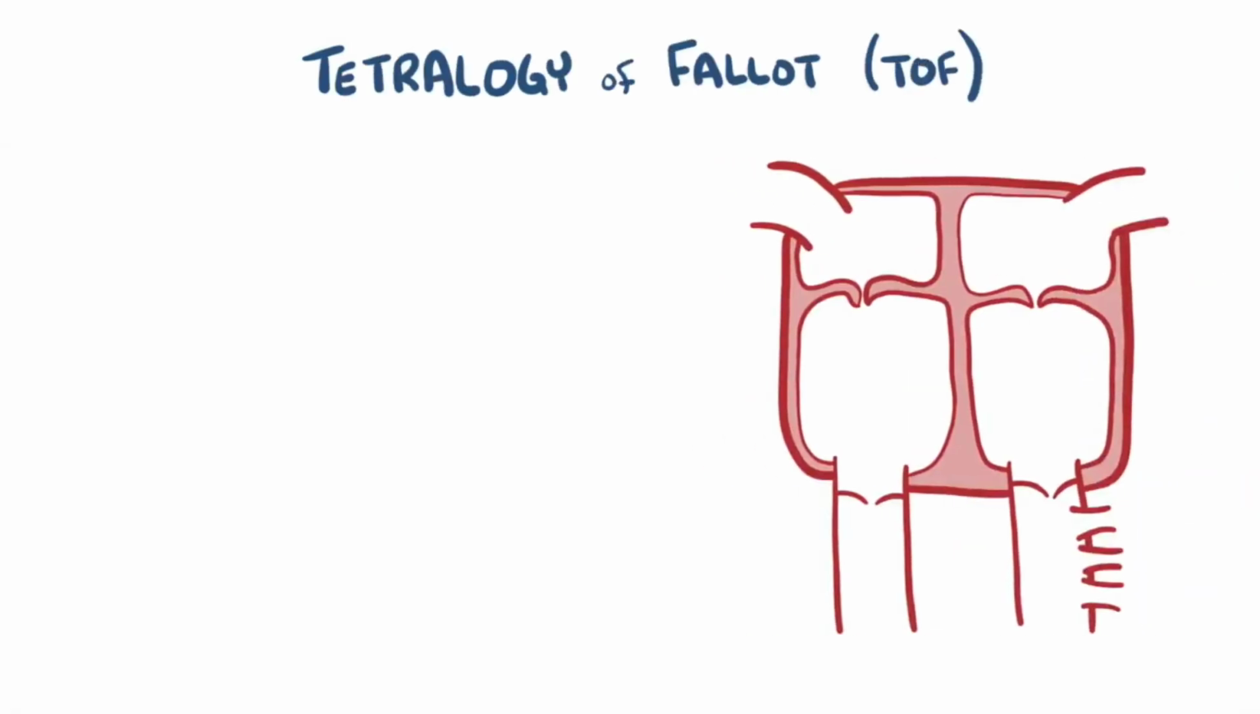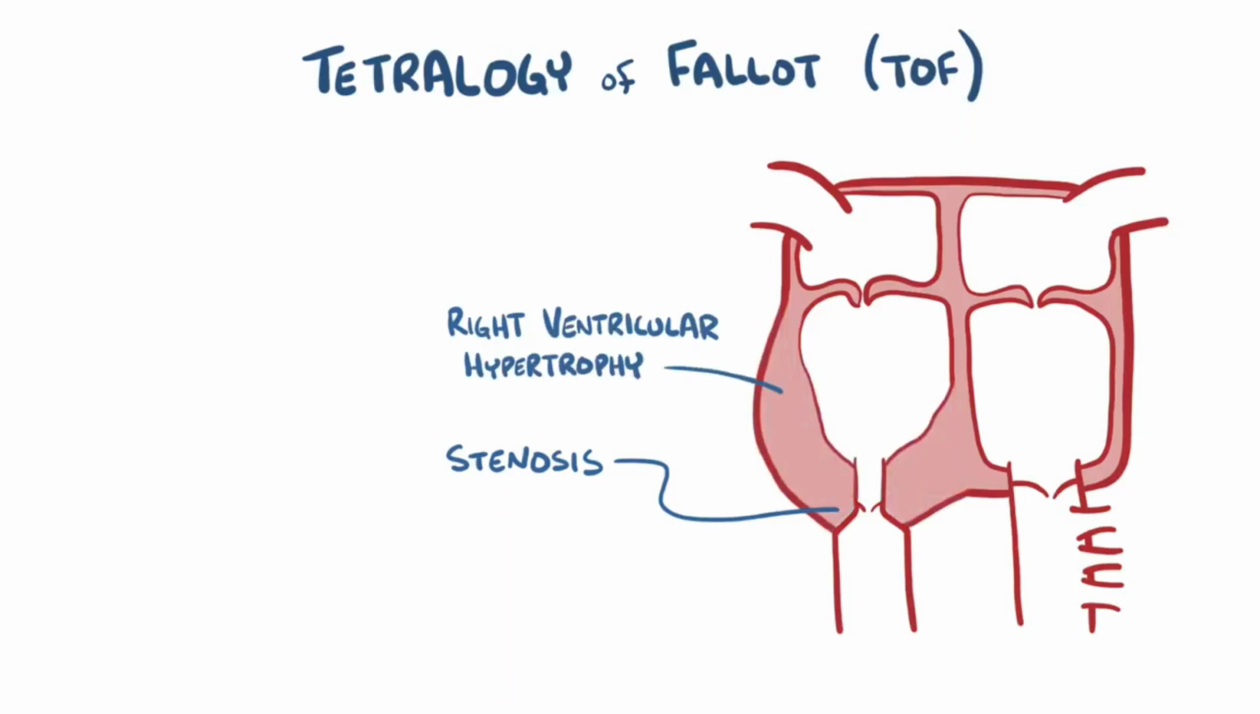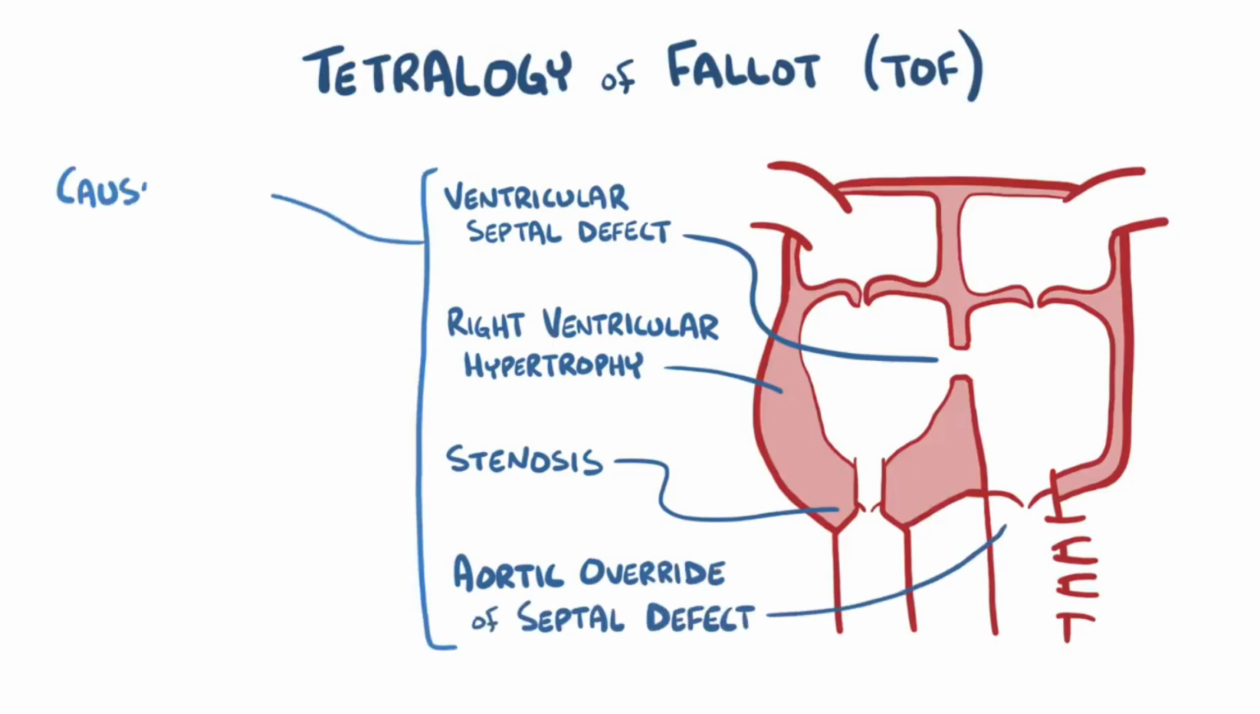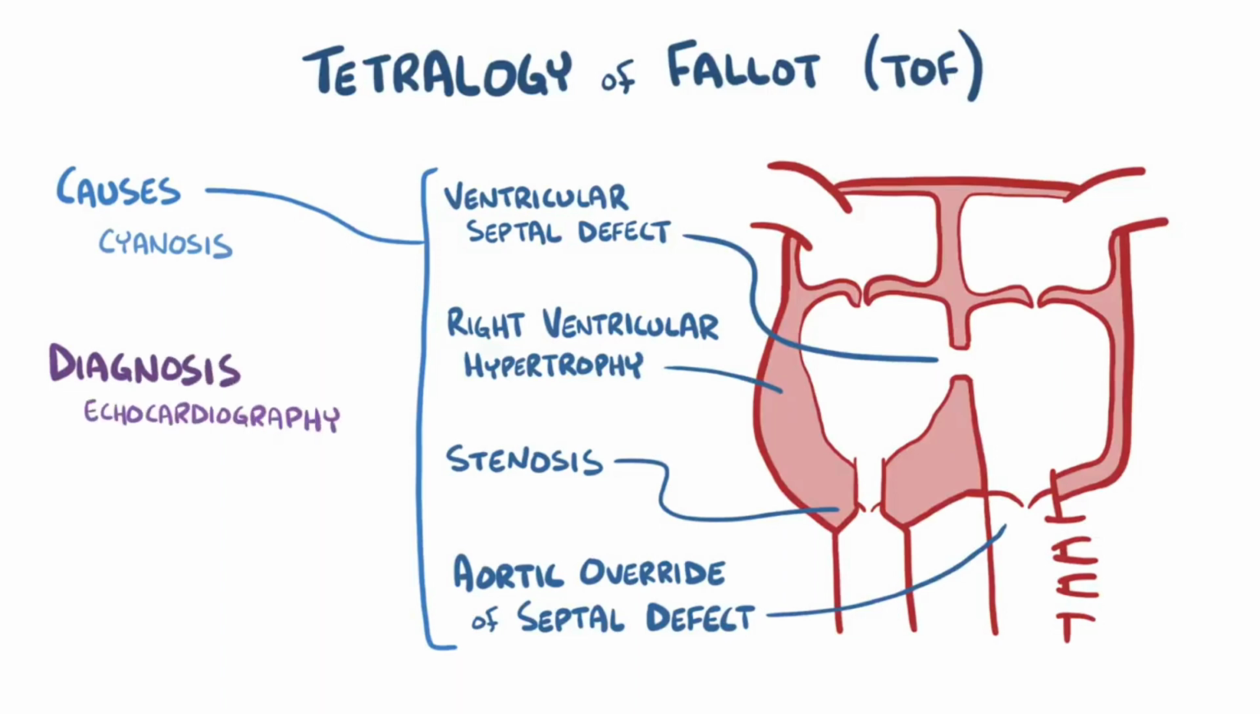Alright, as a quick recap. Tetralogy of Fallot, or TOF, is a congenital disorder characterized by 4 heart abnormalities: stenosis in the right ventricular outflow tract, right ventricular hypertrophy, ventricular septal defect, and aortic override of septal defect. Together, these can cause cyanosis in the newborn, and it is diagnosed with echocardiography. Tetralogy of Fallot can be corrected using cardiac repair surgery in the first year of life.